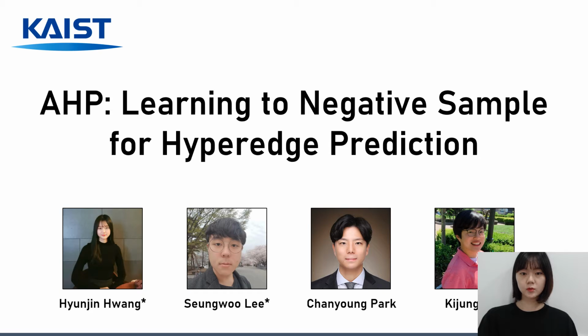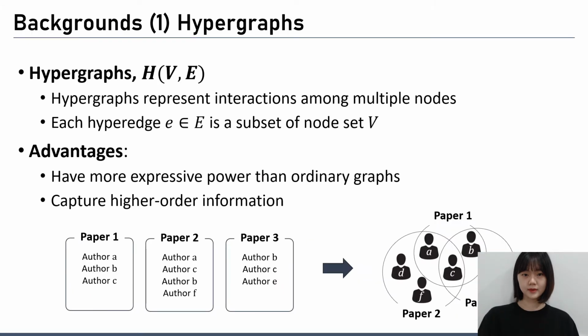Let me introduce our work, AHP, a hyperedge prediction algorithm that learns to negative sample. A hypergraph is a general form of the graph which can represent the group interactions among multiple nodes. Hypergraphs have advantages over pairwise graphs in that they have stronger expressive power. Hypergraphs are useful in representing datasets in many domains, such as collaborations of researchers, chemical reactions, and recipes.